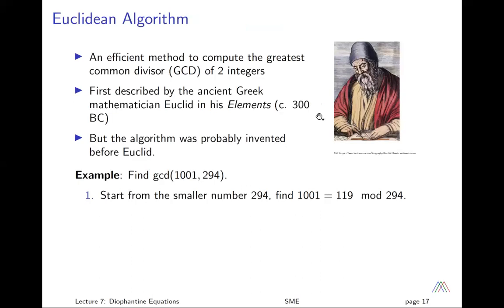So how we solve this is we have to use the extended Euclidean algorithm. But first of all, what is the Euclidean algorithm? It's an efficient method, a way to find the GCD or GCF of 2 integers. Let's start with an example of 1001 and 294. We start from the smaller number, 294, and we take the mod. So we get that 1001 is equivalent to 119 mod 294.